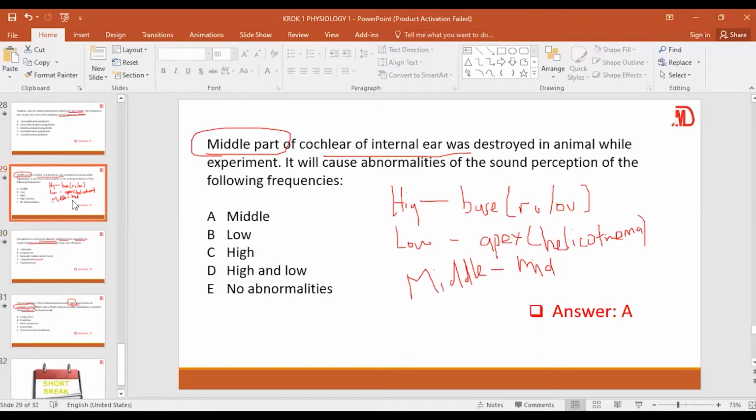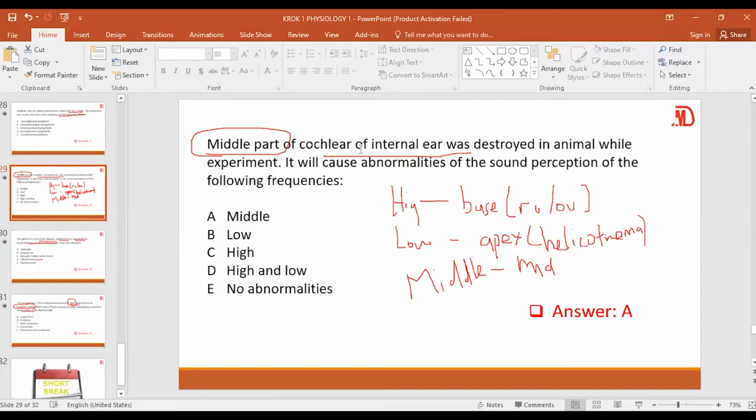Yes. Okay. So we're talking about hearing abnormalities. First of all, I've told you that the organ of Corti is the receptor for hearing. And this organ of Corti is located in the cochlea. The cochlea is like around something in the ear. So that is where the organ of Corti is located.